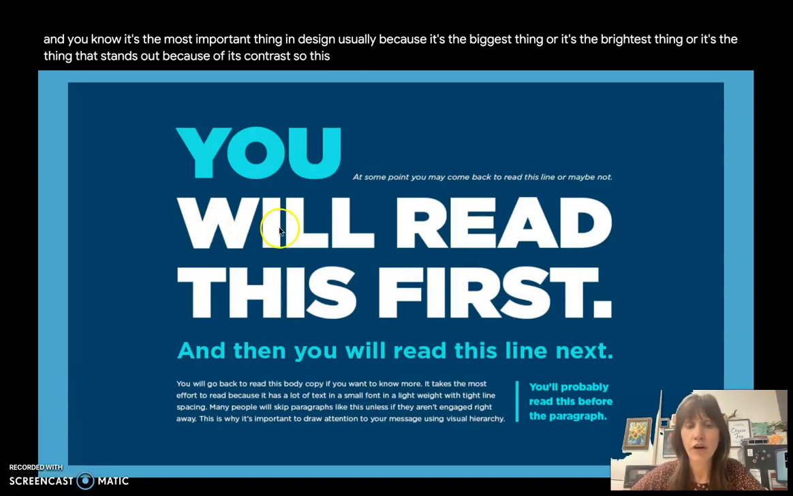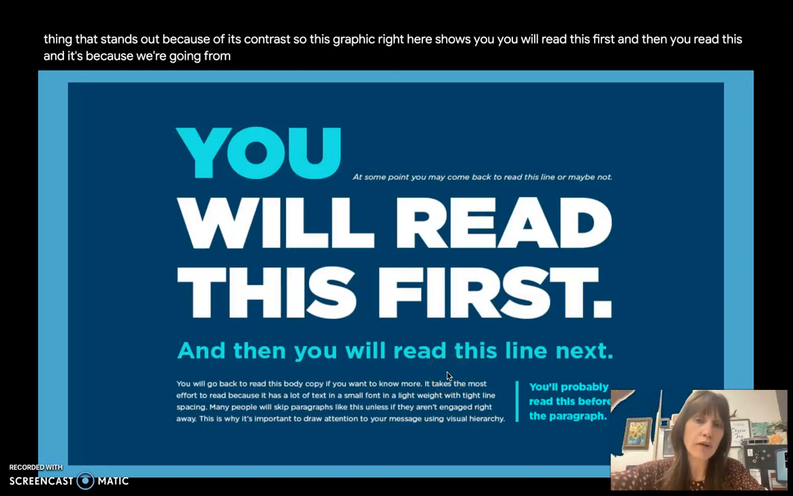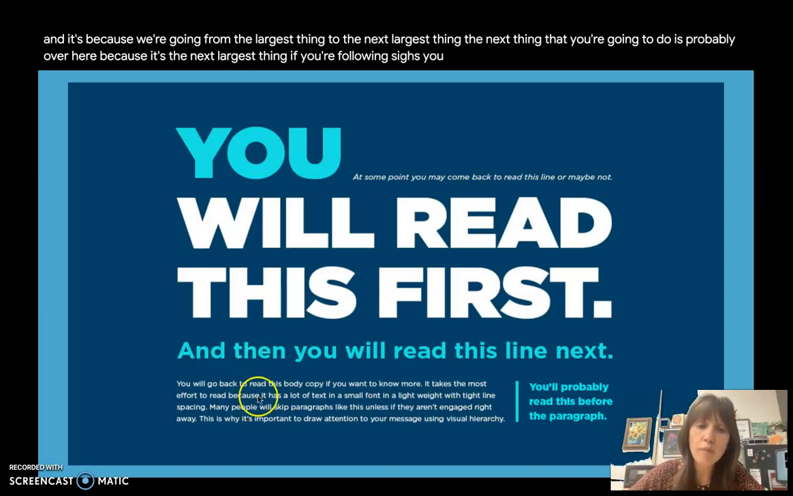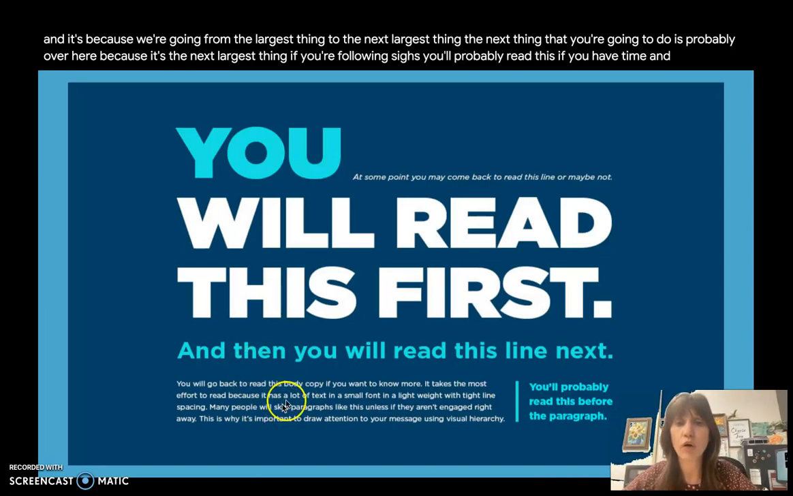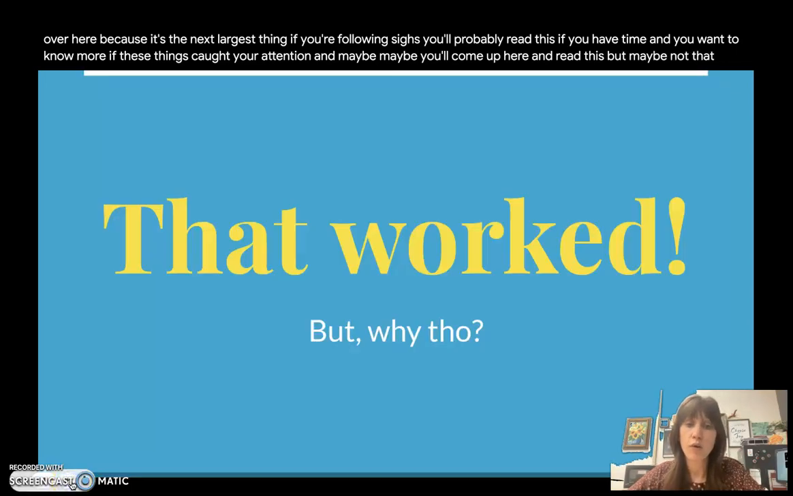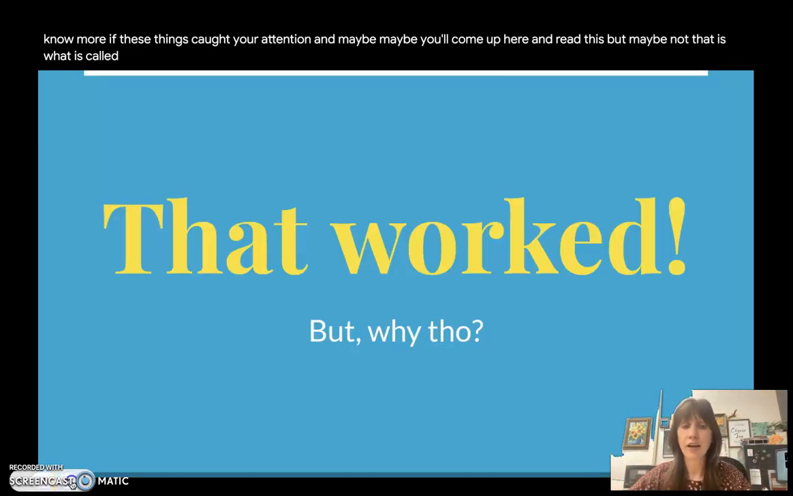So this graphic right here shows you will read this first, and then you read this. And it's because we're going from the largest thing to the next largest thing. The next thing that you're going to do is probably over here because it's the next largest thing if you're following size. You'll probably read this if you have time and you want to know more, if these things caught your attention, and maybe you'll come up here and read this, but maybe not. That is what is called hierarchy, right?